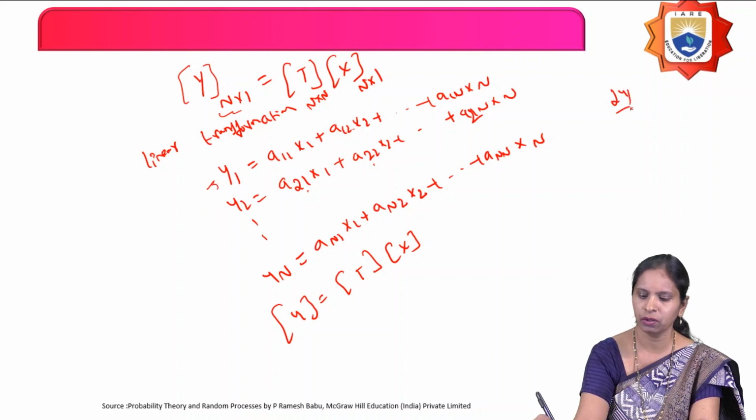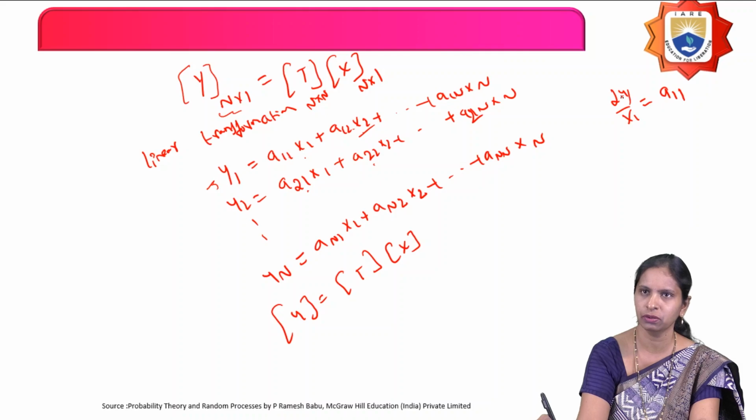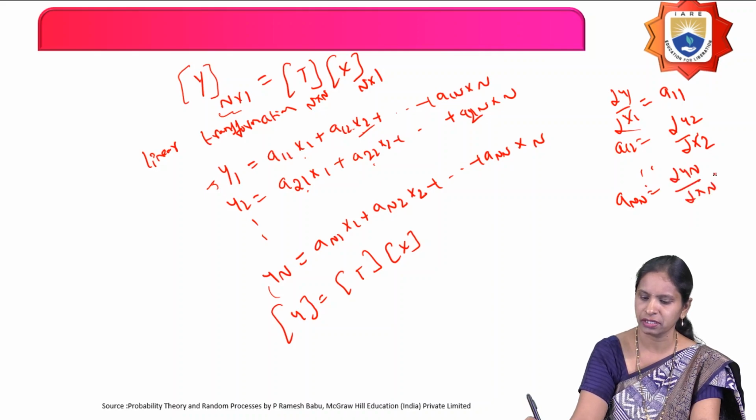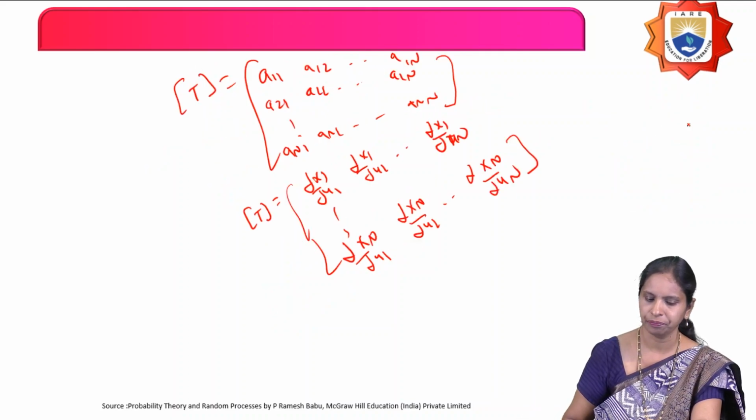Then what can happen here? ∂y1/∂x1 is equal to what? A11. And the differentiation of x1 with respect to x1 is nothing but 1. The remaining terms, when you differentiate with respect to x1, are all constants. Therefore A11 equals ∂y1/∂x1, and similarly A12 is nothing but ∂y2/∂x2, and so on, Ann is nothing but ∂yn/∂xn. So these are the coefficients A11, A12 and so on up to A1n.